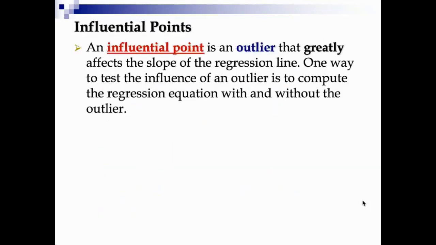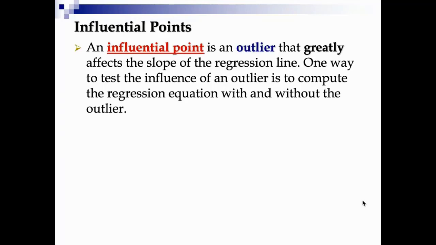So what's an influential point? An influential point is an outlier that greatly affects the slope of the regression line. So anything that has an effect on the regression line is considered an influential point. And so influential points are outliers, okay? But not all outliers are influential points. So let me just say that again. All influential points are outliers. However, not all outliers are influential, okay? So all influential points are outliers, but not all outliers are influential.